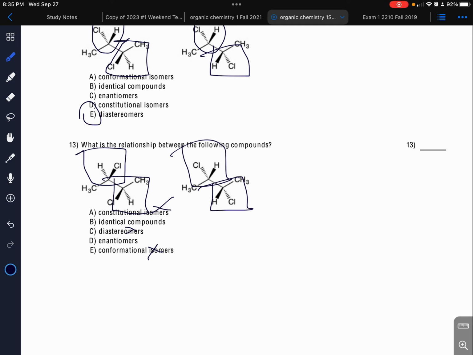So now I rotate around. Here's my Cl. My hydrogen's up. Once I rotate around, my hydrogen goes back and my chlorine comes forward. So they are not superimposable mirror images. They don't have a plane of symmetry. They are enantiomers.